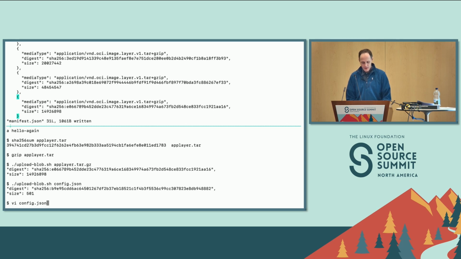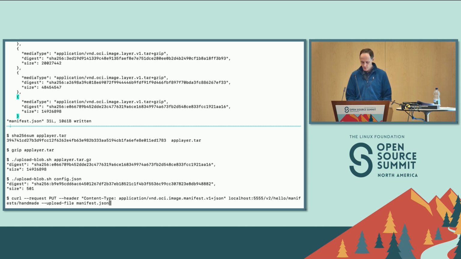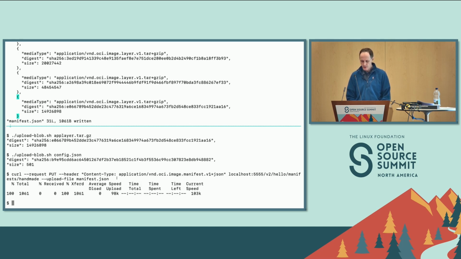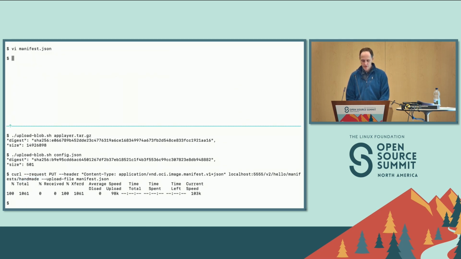But the manifest also isn't treated as just a blob. There's a special URL for it, so we can make a curl request to upload it. And we're going to give it the tag handmade. And so now all we really have to do, the moment of truth, is to try and pull it.